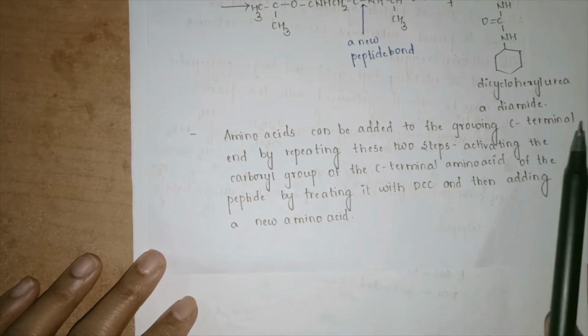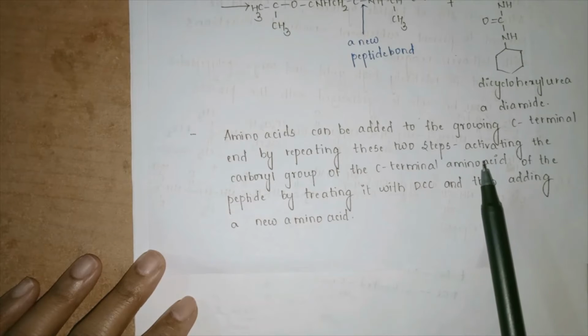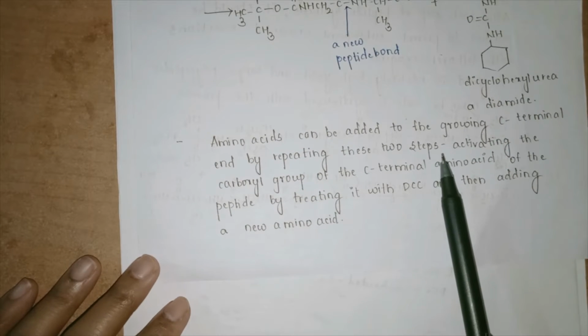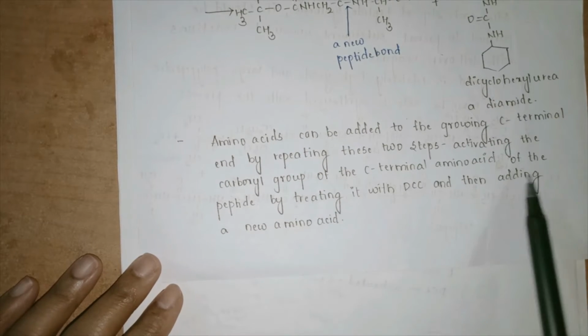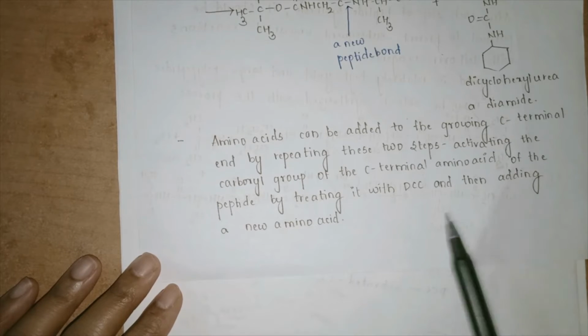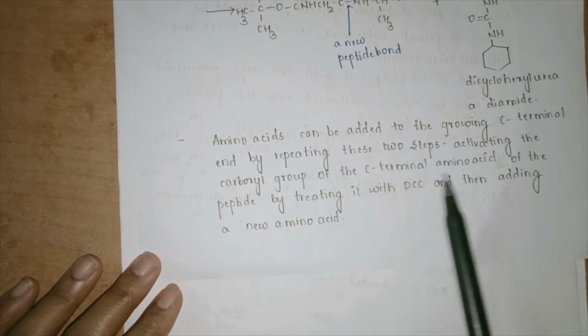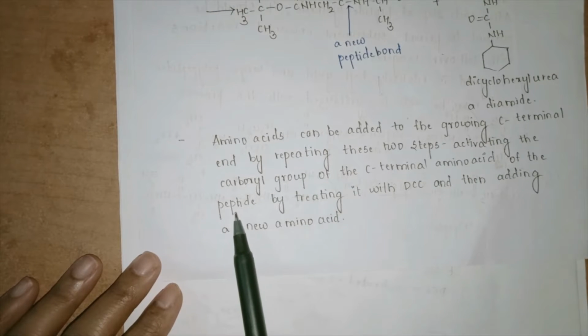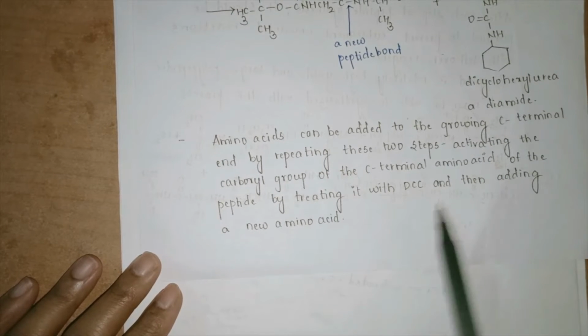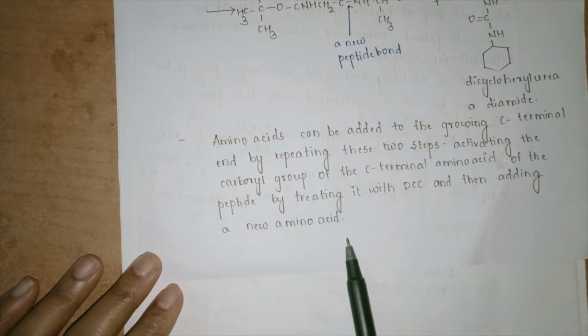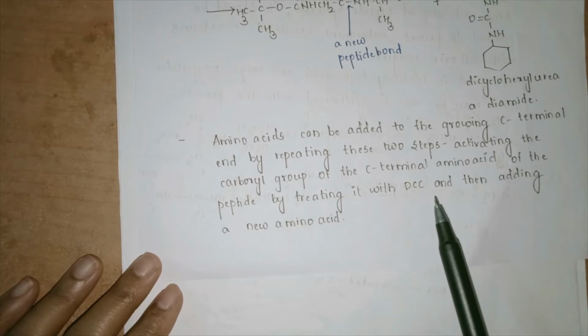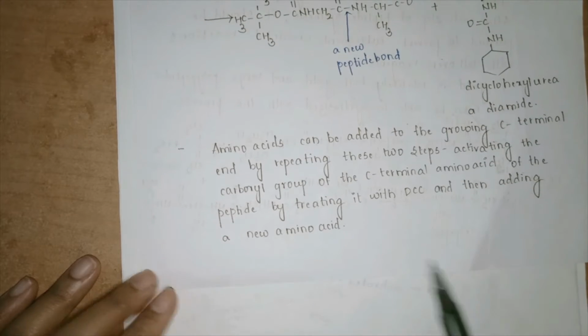That means the same steps can be repeated. Add an activated carbonyl carbon system and add a new amino acid system, and go on repeating the systems so that I will be getting n number of peptide system. Activating the carboxylic group of C terminal amino acid, and by treating it with DCC and then adding a new amino acid. We just have to go on doing the activation of this C terminal.